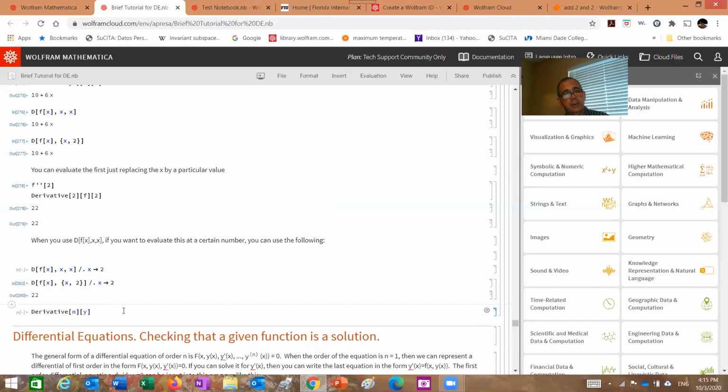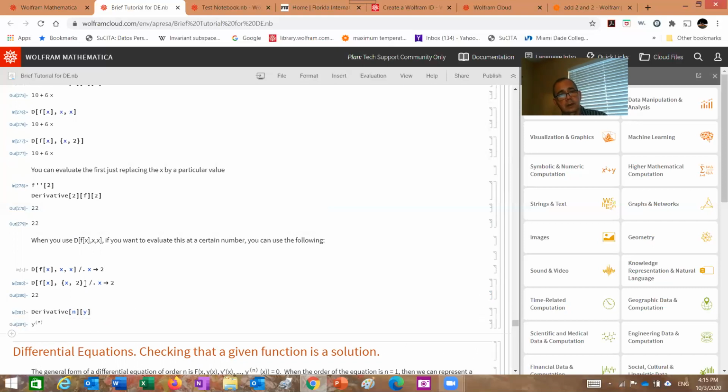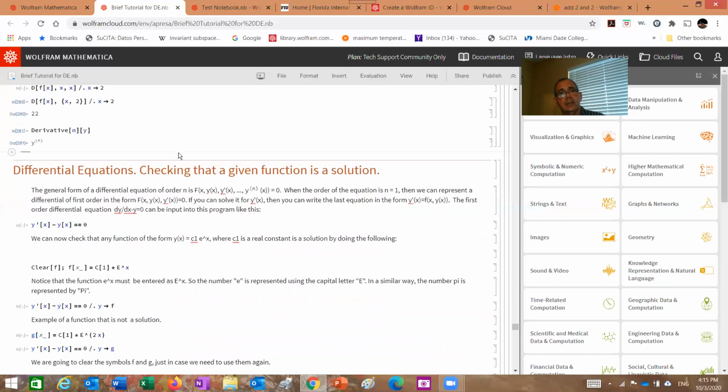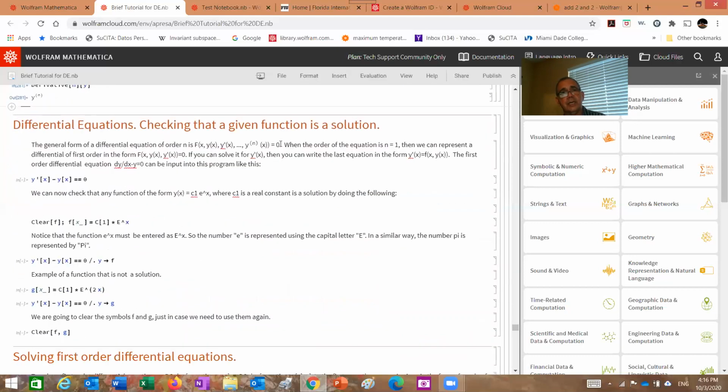And then remember that this is the nth derivative of y. When you press enter, you get the nth derivative of y. Notice that the n appears here in between parentheses. That indicates that this is the order of the derivative, not an exponent. Now we are going to see some simple examples of differential equations for which we can use the Wolfram language to solve them, to represent the solutions graphically, and to find values of the solution.